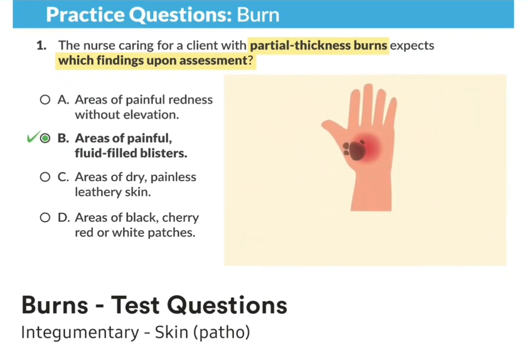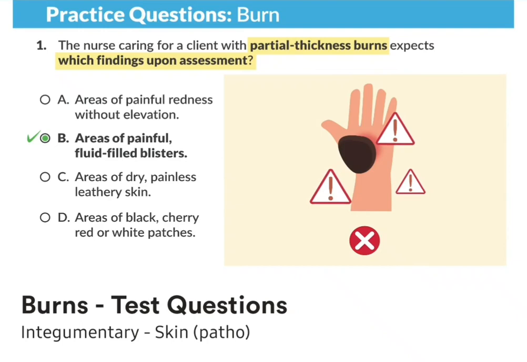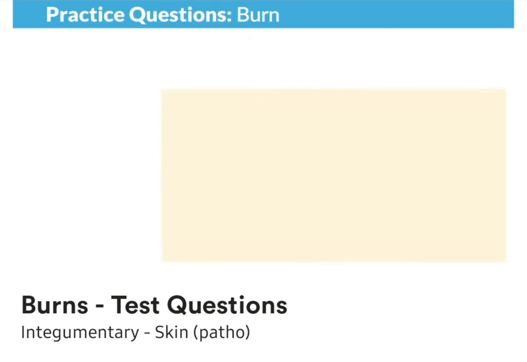Now option C is incorrect. Areas of dry, painless, leathery skin. So this is not mentioning blisters. Remember, dry, painless skin is usually that of a third-degree burn. Now option D, also incorrect. Areas of black, cherry red, or white patches. No, so this is incorrect because areas of black skin can either be third or fourth degree, but it's most likely fourth degree. Now moving on to question 2.